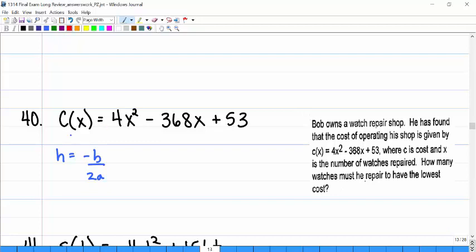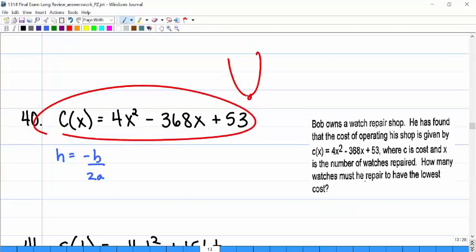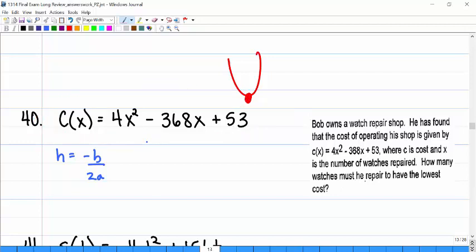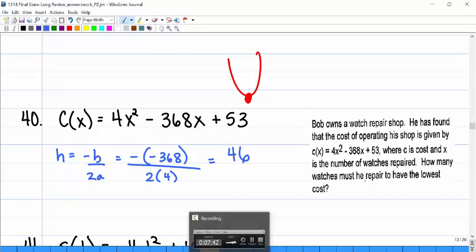To find the lowest cost, this is a parabola that opens up. The lowest cost is going to be down here at the vertex. It's wanting the number of watches for that vertex, so it's wanting the x value of the vertex. How do you find that? h is equal to negative b over 2a. So I have negative 368 over 2 times 4. 368 over 8 is equal to 46. He must repair 46 watches per day to have the lowest cost.